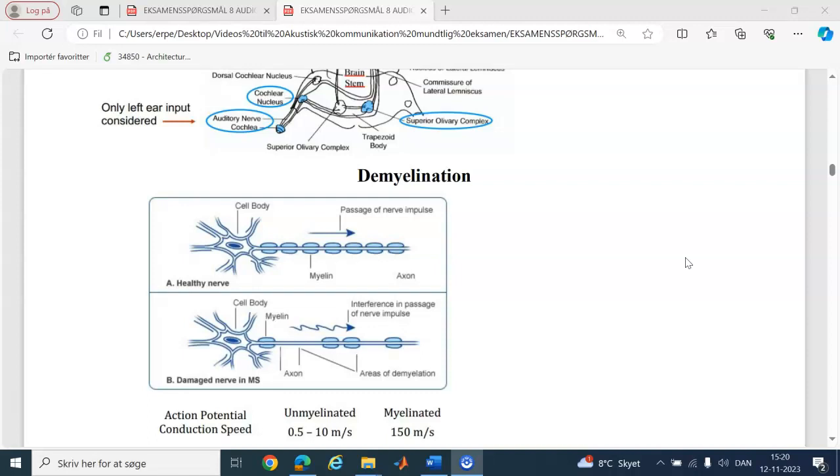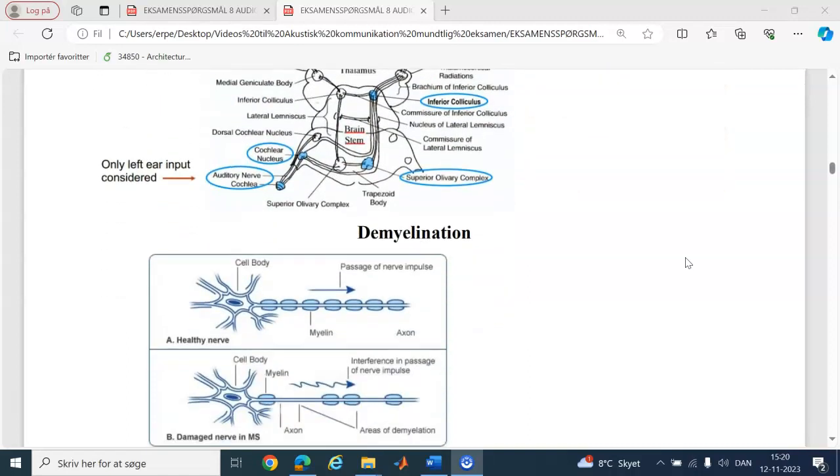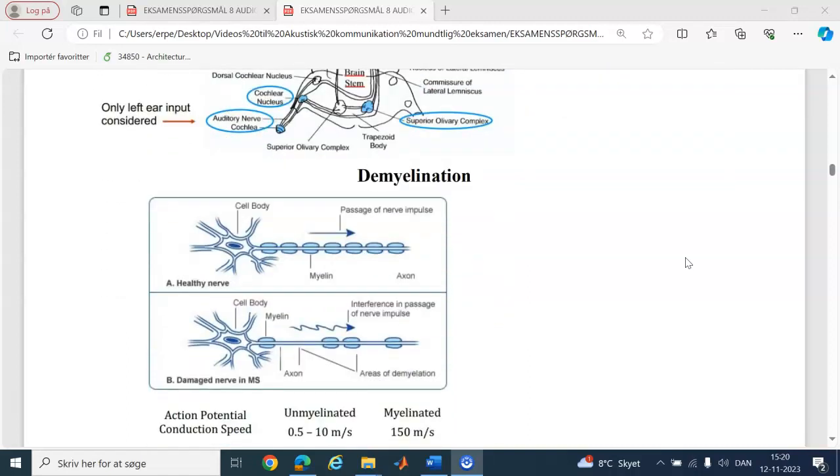Myelin is kind of fatty, and it's there for normal cells. It's very important. Okay, damaged nerve in MS means that there is an influence on the passage of the nerve impulse. There's some disturbance.